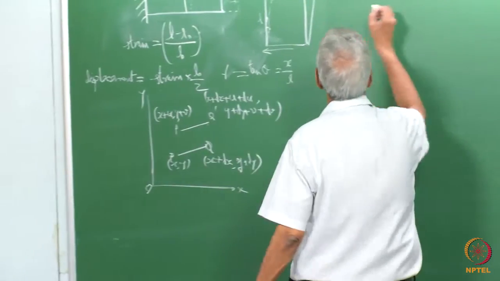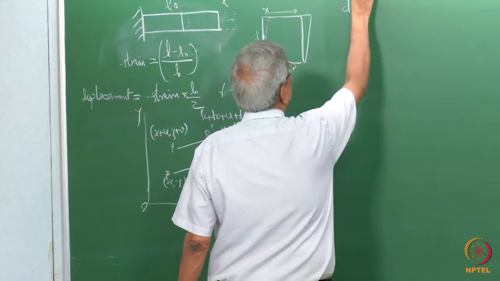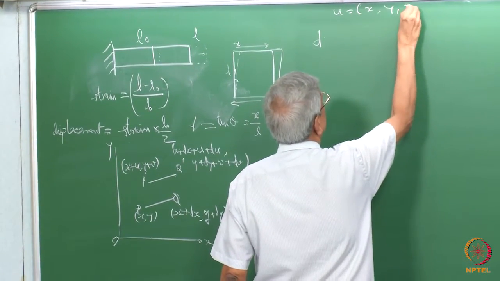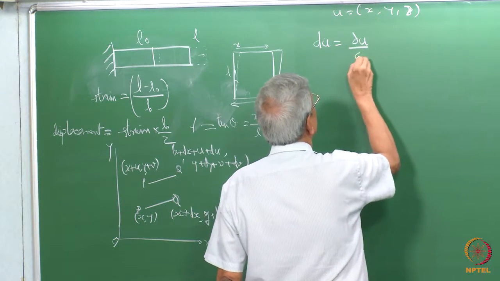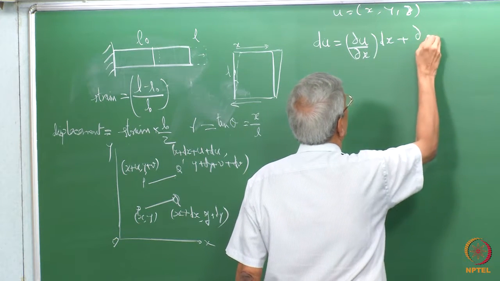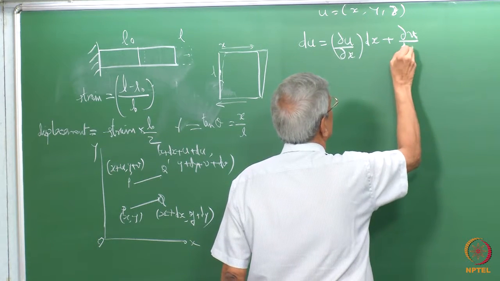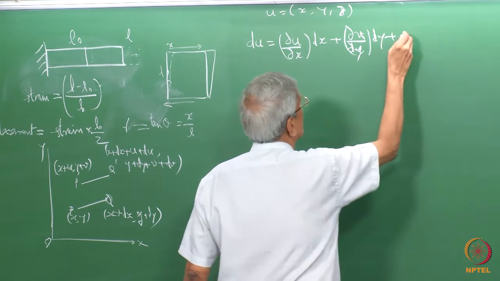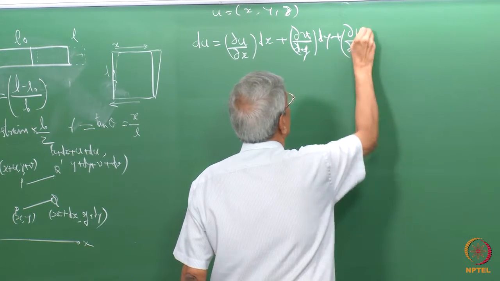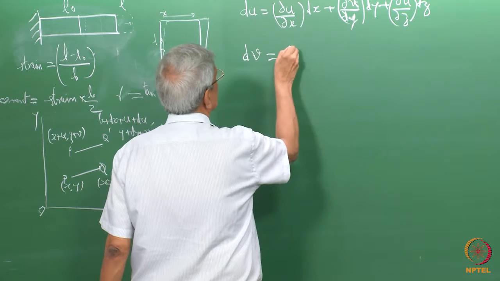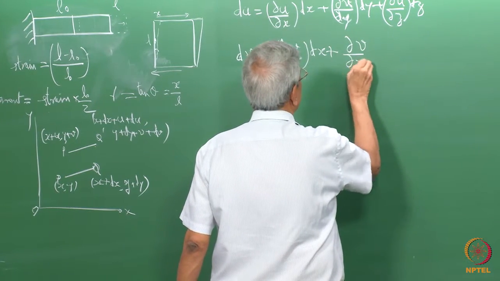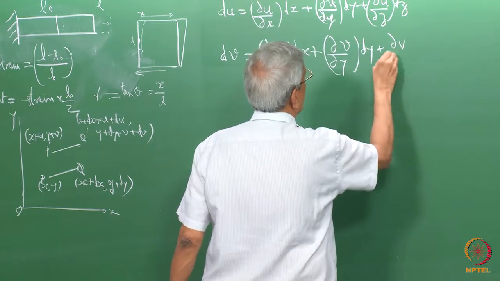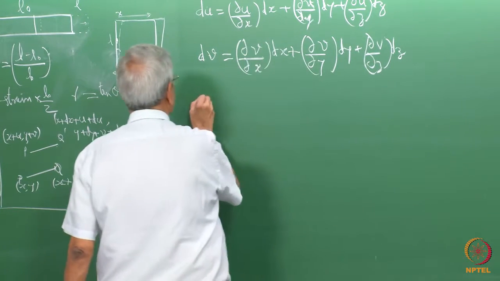If u is a function of x, y and z, we can write du equal to dou u by dx into dx, plus dou u by dy into dy, and so on. We can write it in this form, correct? In this fashion we can write it for v also: dv will be equal to dou v by dx into dx plus dou v by dy into dy. Similarly dw.